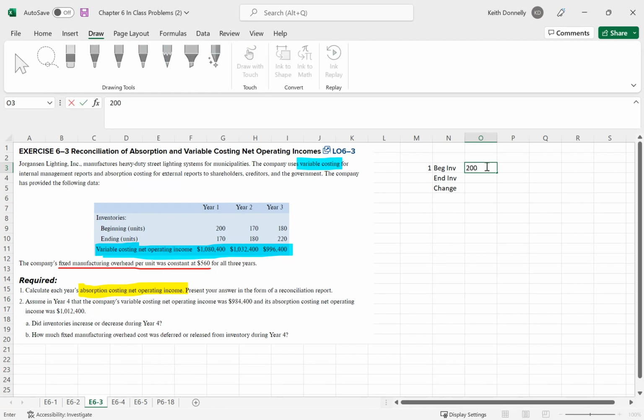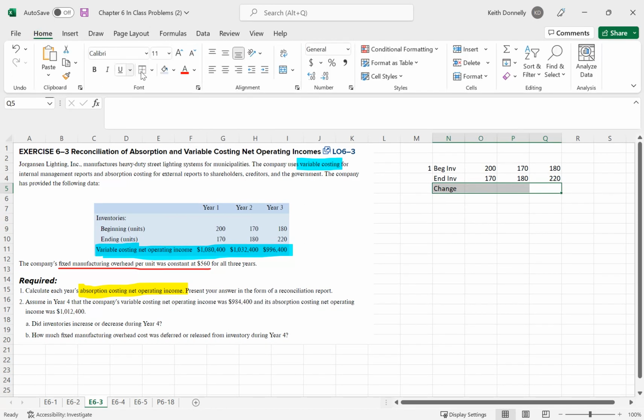So it looks like we went from 200 to 170. We went from 170 to 180. We went from 180 to 220. Let's do that here. In this case, we increased by 40 units. We went up by 10. We went down by 30.